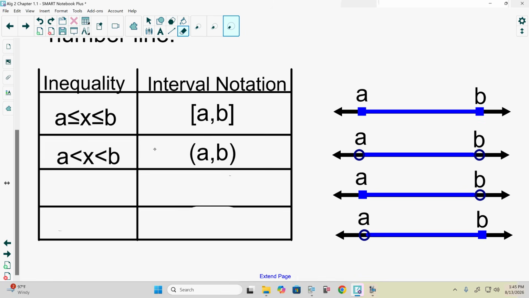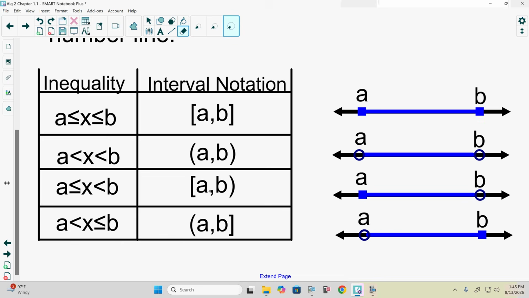The other two options. One's included, one's not. A is less than or equal to X is less than B. A is included, B is not. Or A is less than X is less than or equal to B. So A is not included, but B is.